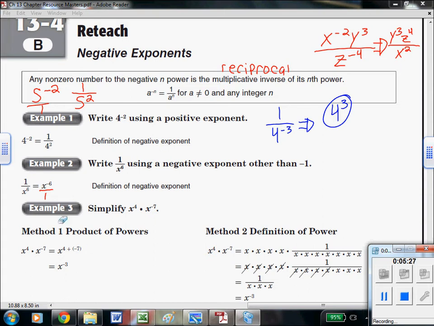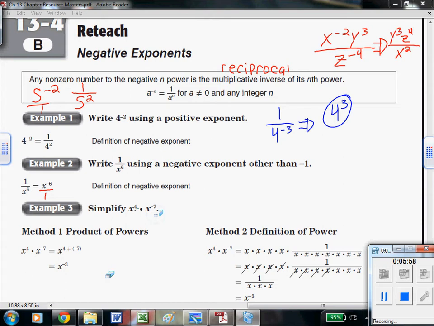Now, let's take a look at some questions we have at the bottom. Let's take a look at example 3. In example 3, our job is to simplify x to the 4th power times x to the negative 7th power. What we just learned in the previous video is that when you multiply like bases, you add their exponents. Now, you could use that shortcut. It still applies here. It's just negative 7. So you have to do 4 plus negative 7, since those are the exponents.